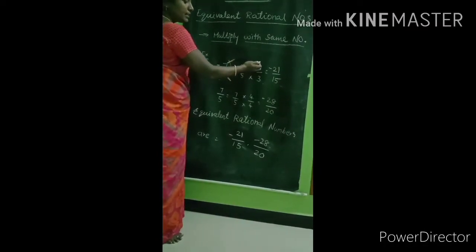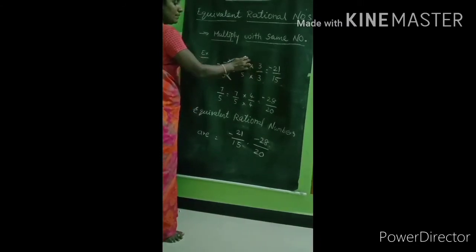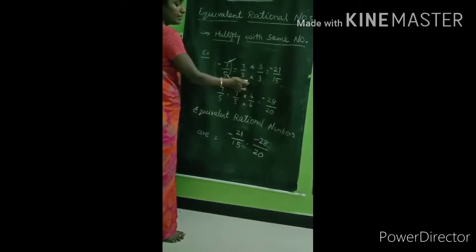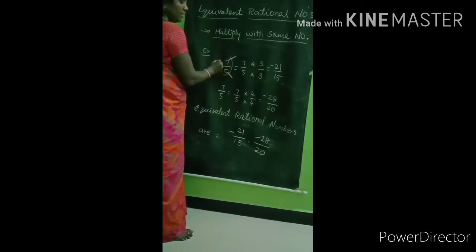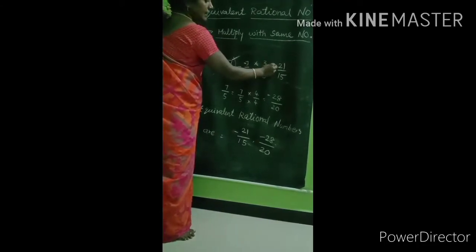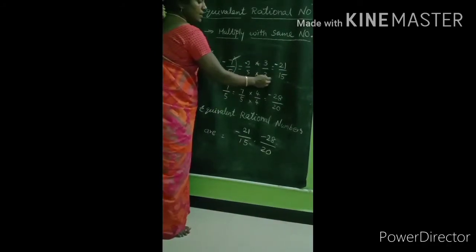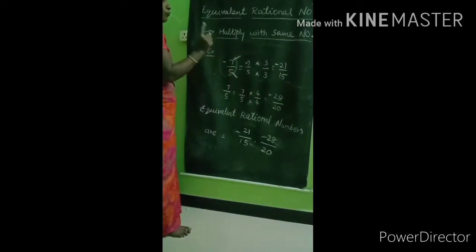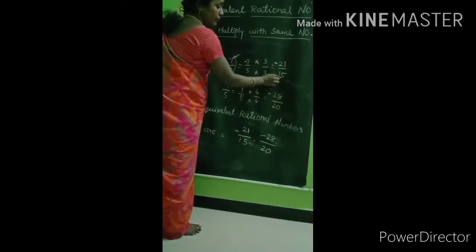Here I take the number 3. The 3 multiplies the numerator, then 3 multiplies the denominator. We get 7 3s are 21. Here, given minus 7, so minus 7 with 3 we get minus 21. Then 5 into 3 is equal to 15. So we get one equivalent rational number, that is minus 21 by 15.